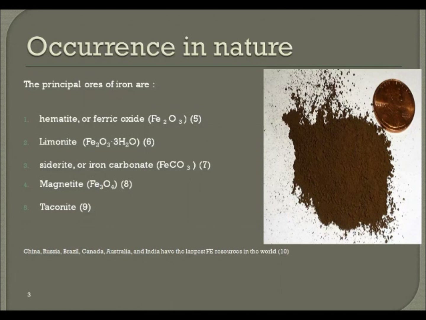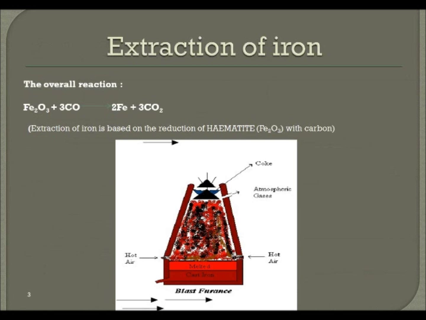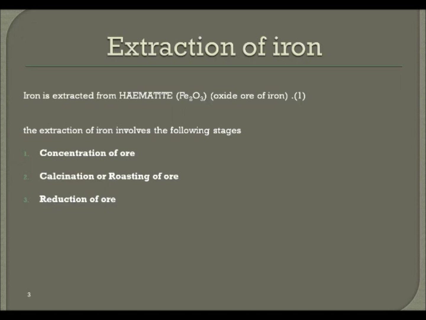Iron is extracted from its oxide ore, which is called hematite. The process of the extraction of iron is carried out by the following steps: concentration of ore, and in this step the ore is concentrated by removing impurities like soil. The process involves the crushing and washing of ore.